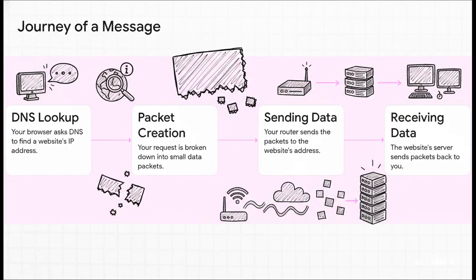So, let's trace the journey. It all starts when you type a website into your browser. First, your computer needs the site's street address, right? So it asks a service called DNS to look up the correct IP address. Second, your request is broken down into all those little packets. Third, your router sends those packets flying across the internet to their destination. And finally, the website server gets the message and sends its own packets back to you, which your browser quickly puts back together into the web page you see.